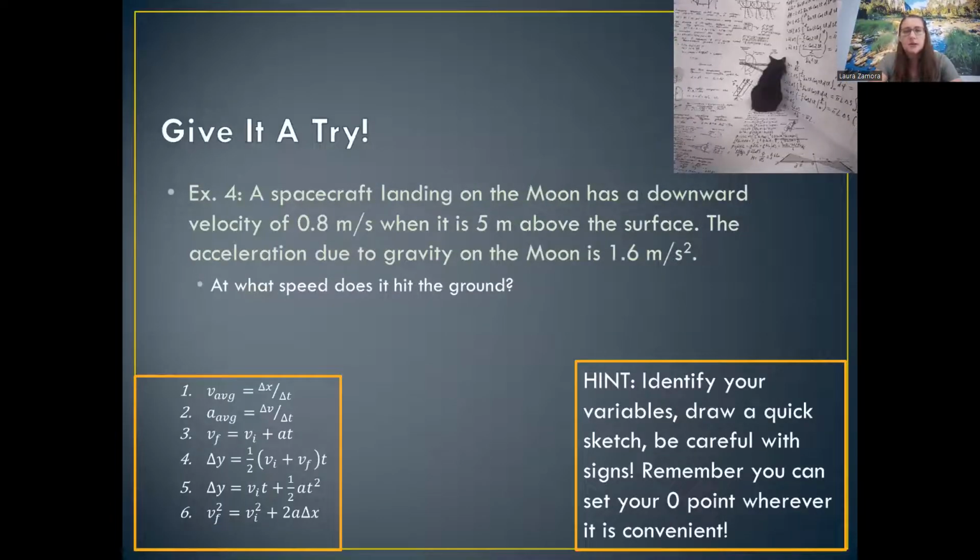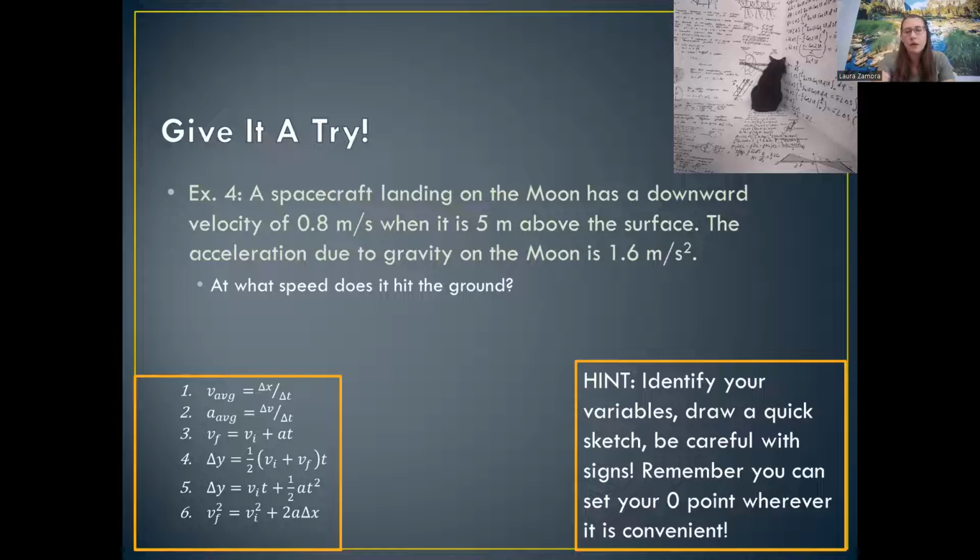Okay, so here is a problem. I want you to give it a try to just kind of set up this problem, figure out which equation you might pull out based on what you're given. So here's the example. A spacecraft landing on the moon has a downward velocity of 0.8 meters per second when it is 5 meters above the surface. The acceleration due to gravity on the moon is 1.6 meters per second squared.